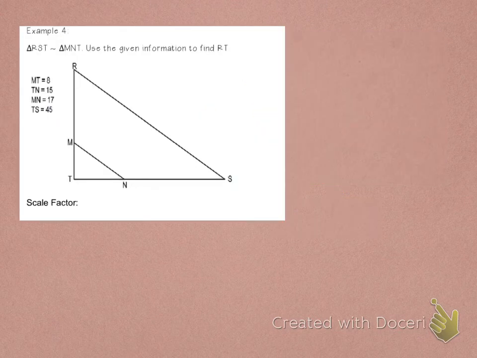Last one. Here you can see that your small triangle is inside your big triangle. So we still have two figures, similar figures. Triangle RST is similar. This right here means similar. To triangle MNT. So use the given information to find RT.